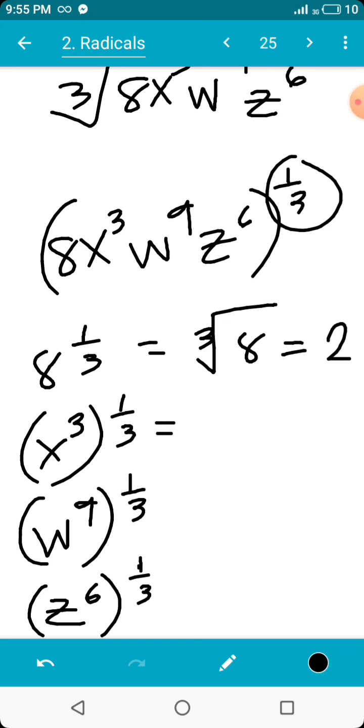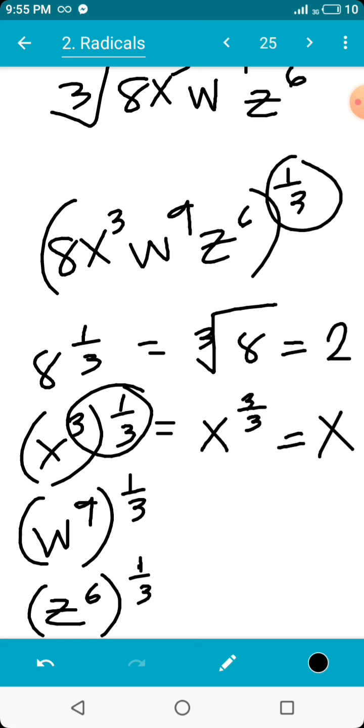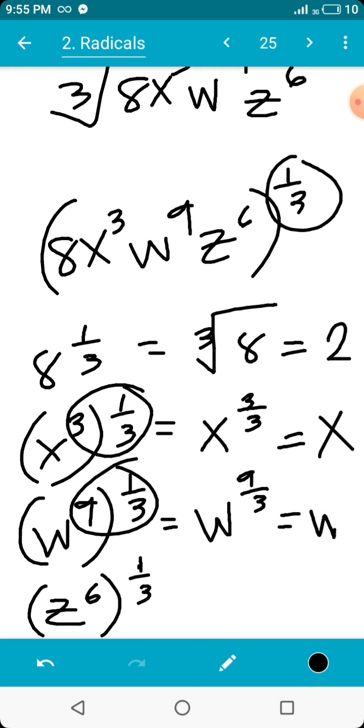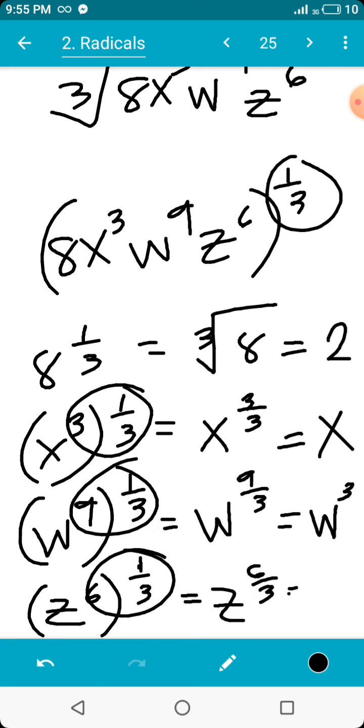Okay? This one, so rule natin, multiply lang natin to, so it will become x raised to 3 over 3, so it will be x raised to 1, or just simple x. And then w, so multiply, so it will become w raised to 9 over 3, or just w raised to 3, or cube. And then z, multiply lang natin, so it will become z raised to 6 over 3, and it will be z squared.